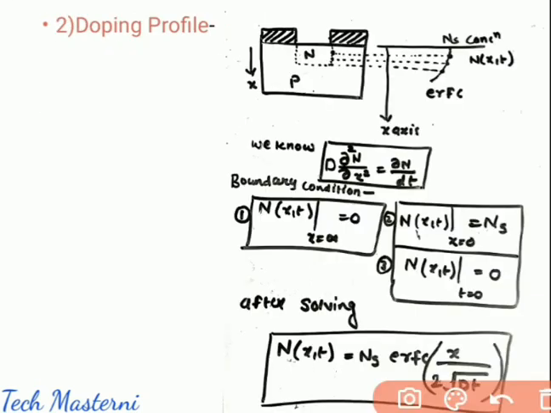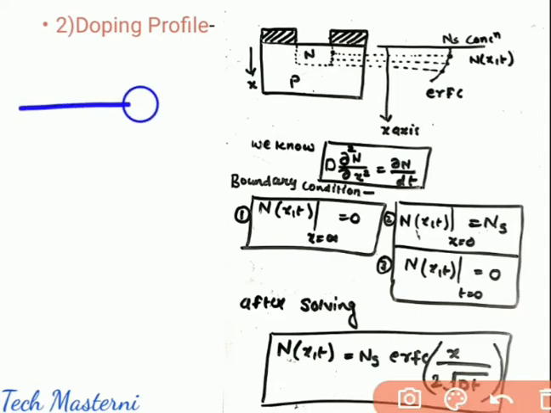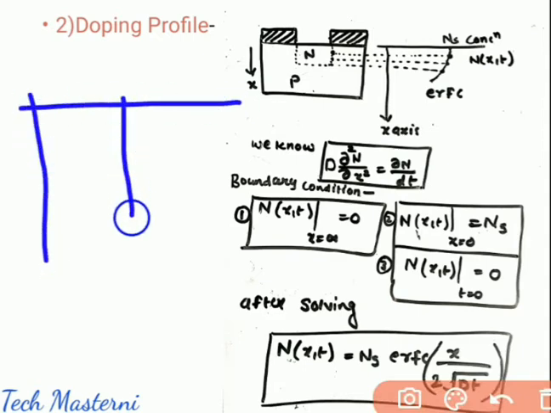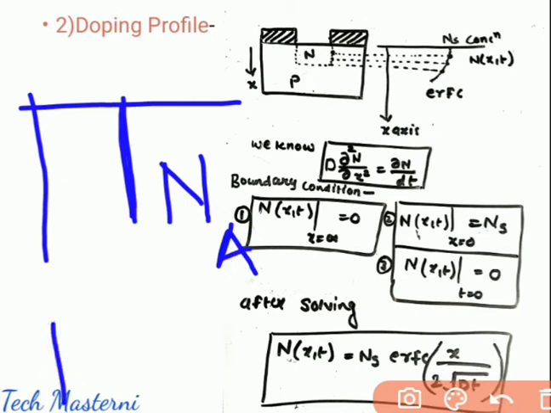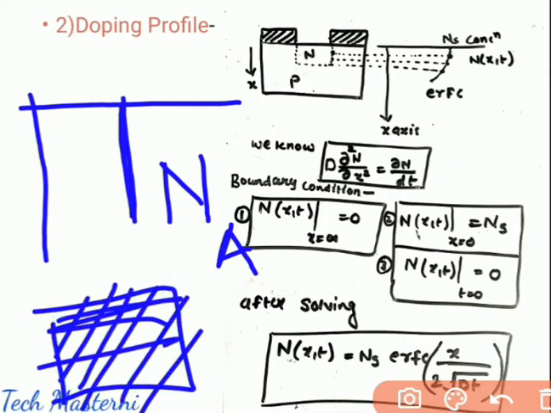Now the next important point is the doping profile. So which kind of doping profile will be created after the predeposition? Let us understand here. Previously I have my p-type substrate. Having a p-type substrate means I have only acceptor concentration, which is uniform in nature. So all over the substrate I have Na, which is uniform.